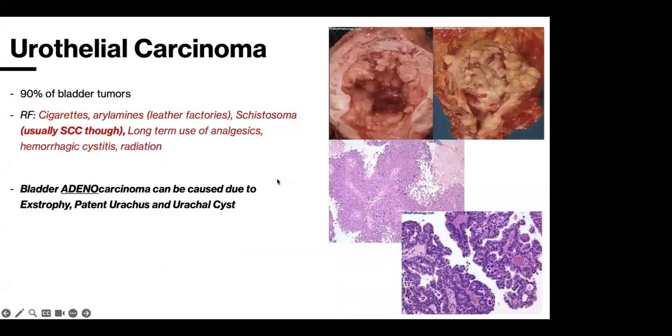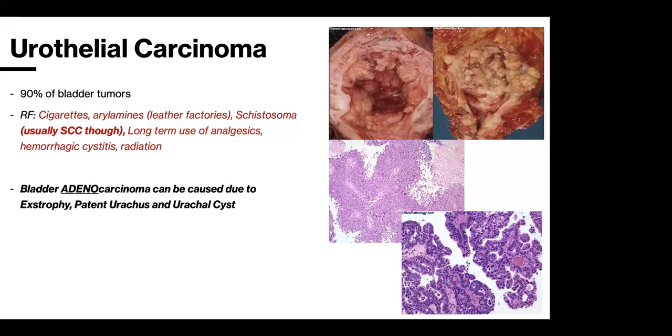Let's talk a little bit more about it. Urothelial carcinoma is 90% of bladder tumors. Risk factors include cigarettes, arylamines, or weird funky chemicals, pretty much. Schistosoma could also cause bladder cancer, but that's a bit of a catch. Schistosoma usually causes squamous cell carcinoma, not urothelial carcinoma. So if in your exam you see a question describing a patient with cancer symptoms including hematuria, back pain, whatnot, and cystoscopy showed cancer, and the patient has a history of Schistosoma exposure, and they ask you what type of cancer this is, it's not urothelial carcinoma.